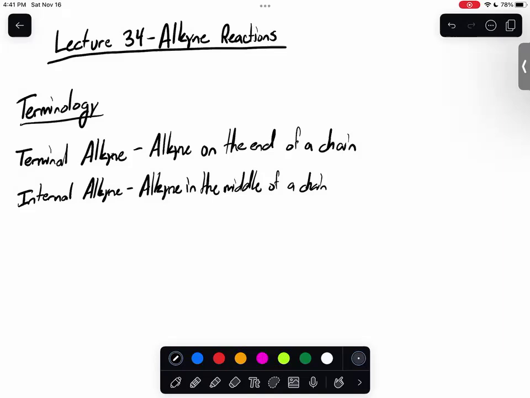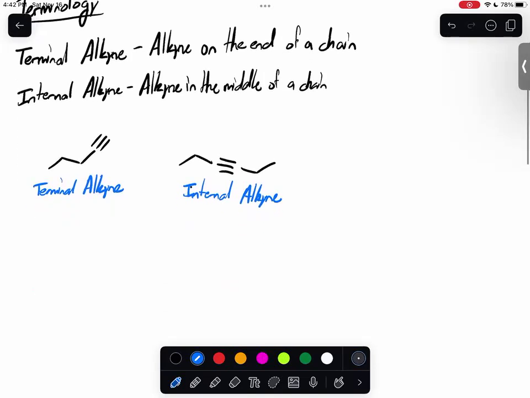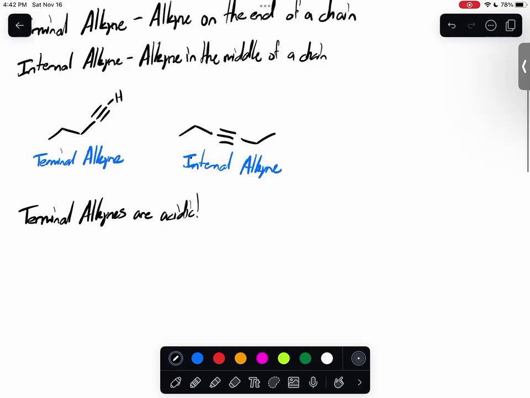right? And although this seems very not useful in terms of terminology, we're going to talk about why it is in just a second. Because you can imagine that an alkyne that looks like this here, this is what we would call a terminal alkyne, whereas this one over here would be an example of an internal alkyne. Right? One of the main differences between these two are that terminal alkynes have this little hydrogen on them. And this hydrogen is relatively important because these terminal alkynes are acidic.